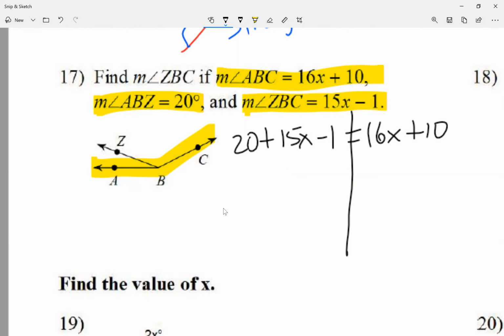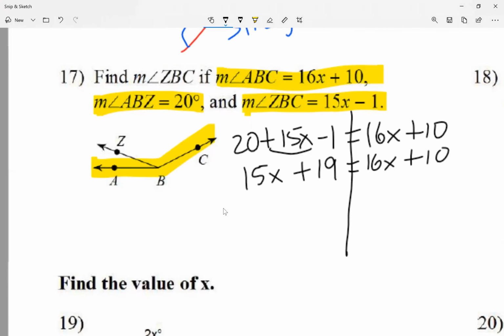On the left side, let me combine like terms. When it comes to x, I just have a 15x. When it comes to numbers without a letter, I see 20 minus 1. So let me call that a positive 19. On the right side, I have 16x plus 10. Cannot combine them. One has an x, the other one does not.